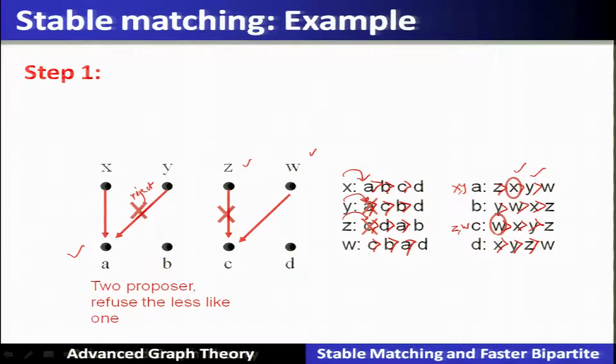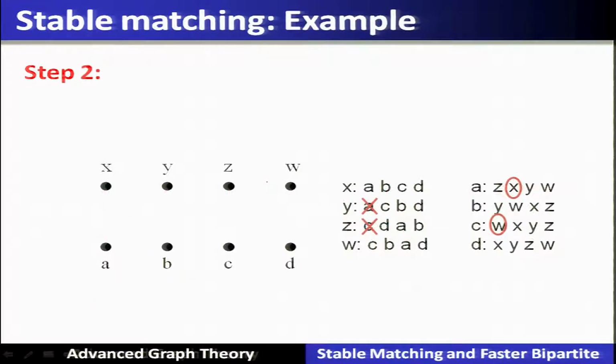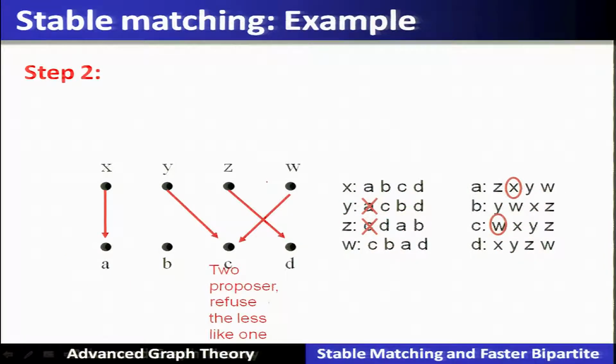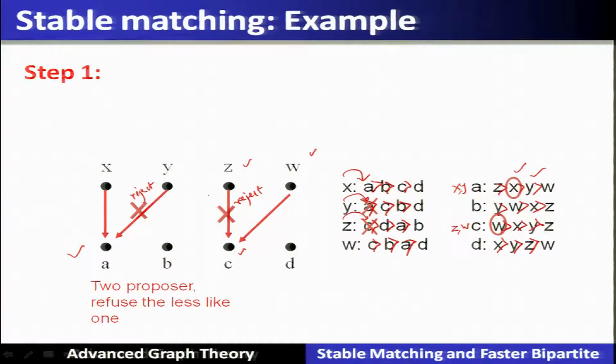Similarly, on the C side, C will accept W because it is the higher rank proposal compared to Z. So, Z will be rejected in this particular case. What will happen after this? Now X and A are fixed, and another pair which is fixed is W and C. Let us work out the entire algorithm in this picture and then we will summarize it.